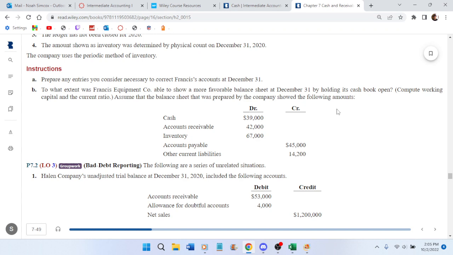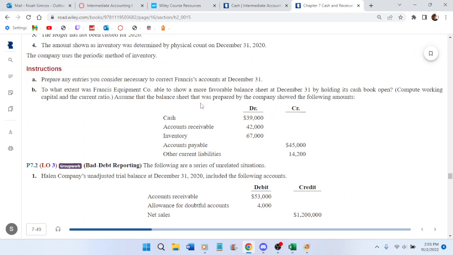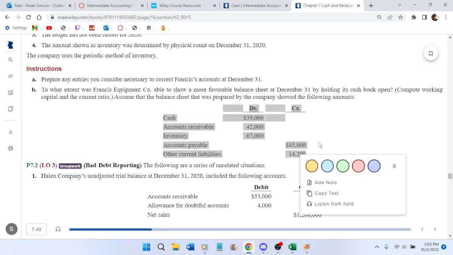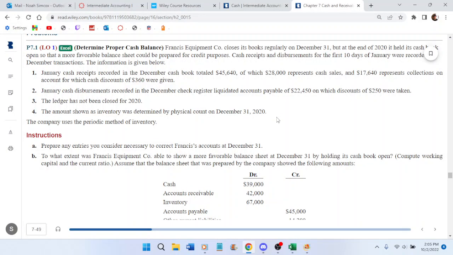I think I know what's going on here. Yeah, that's why they added the cash disbursements and they subtracted the cash receipts. The reason is that this stuff here is what the numbers would look like if you did in fact include those first 10 January days. And what you're trying to figure out is what it would look like if you didn't include those first 10 January days. It's so confusing. It's like do the exact opposite of what you thought.